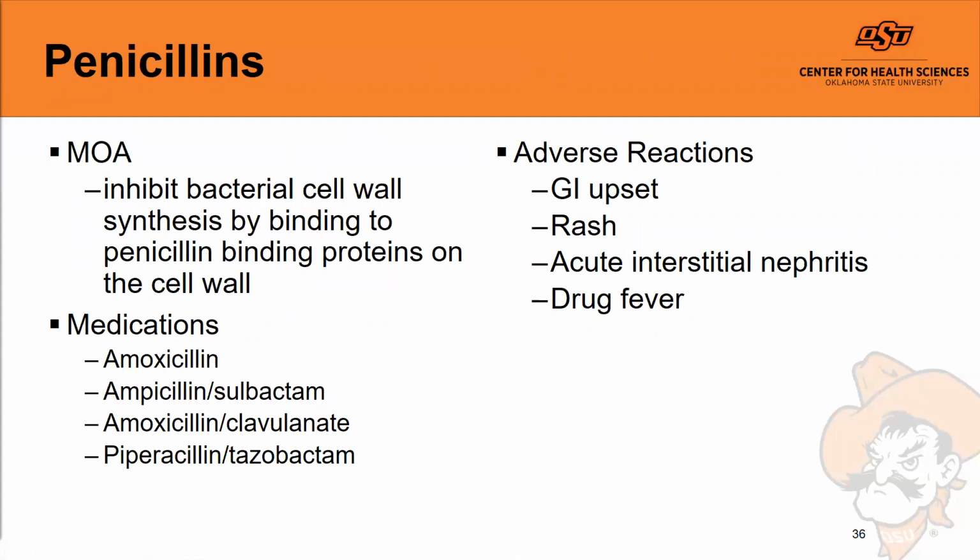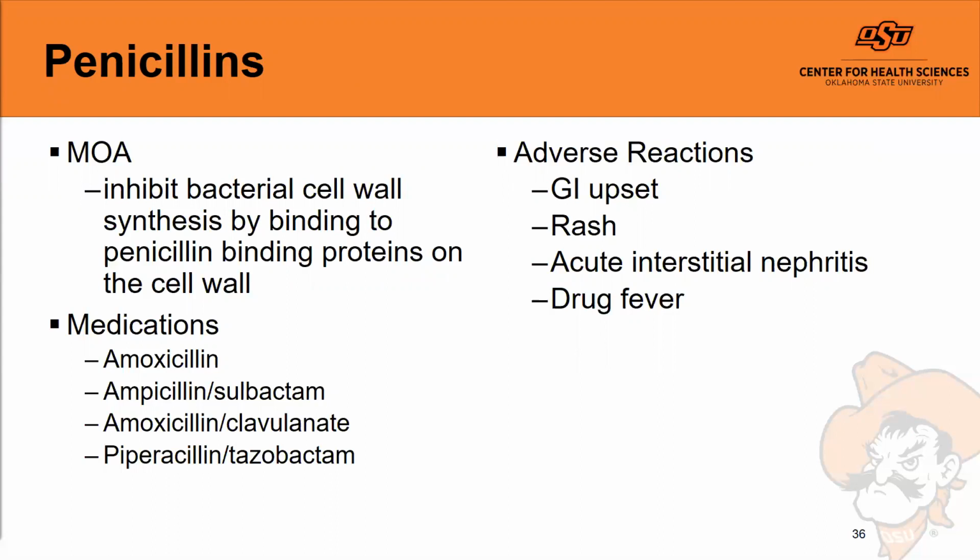So for a quick drug review, this is going to be over the drugs mentioned in the guidelines. So I won't include every antibiotic in the class, just the ones that are specifically mentioned. So penicillins, they're beta-lactam antibiotics. They will inhibit bacterial cell wall synthesis by binding to penicillin binding proteins on the cell wall. These are bactericidal antibiotics. So those in the guidelines include amoxicillin, ampicillin and sulbactam, Augmentin, and piperacillin tazobactam.